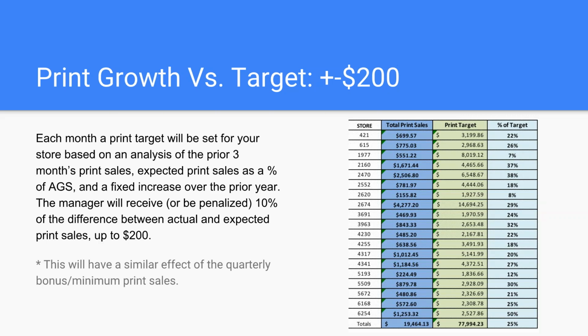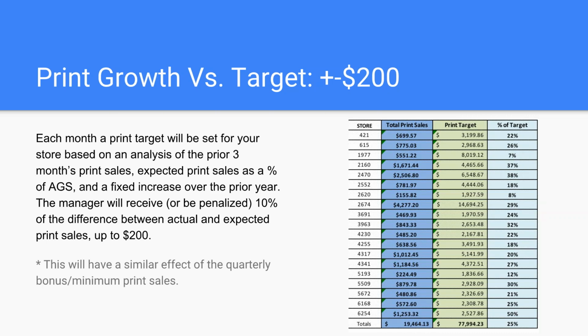Bloomingdale's is an easy number because it's exactly $3,200 over there. If the Bloomingdale store ends the month of February doing $3,300, so $100 more than the print target, Allison would receive a bonus of 10% of that difference. So she did $100 more than the print target, so she's going to get a $10 bonus.